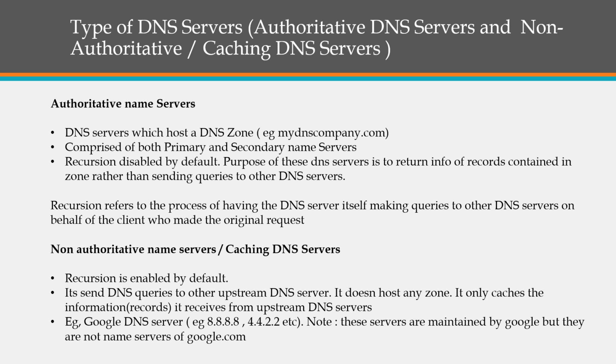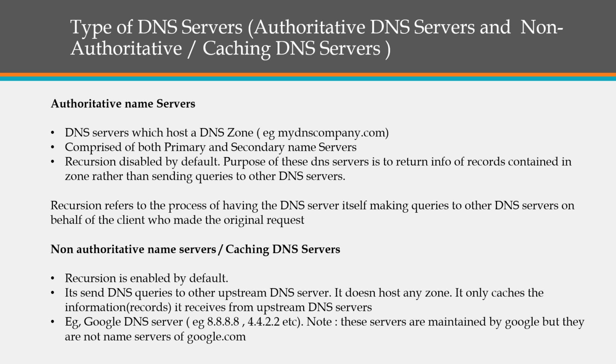An authoritative name server comprises both primary and secondary name servers. Again, we will cover what primary and secondary name servers are going forward. In an authoritative name server, recursion is disabled by default because, first, let's explain what recursion is. Recursion refers to a process of having the DNS server itself make queries to other DNS servers on behalf of a client who made the original request.